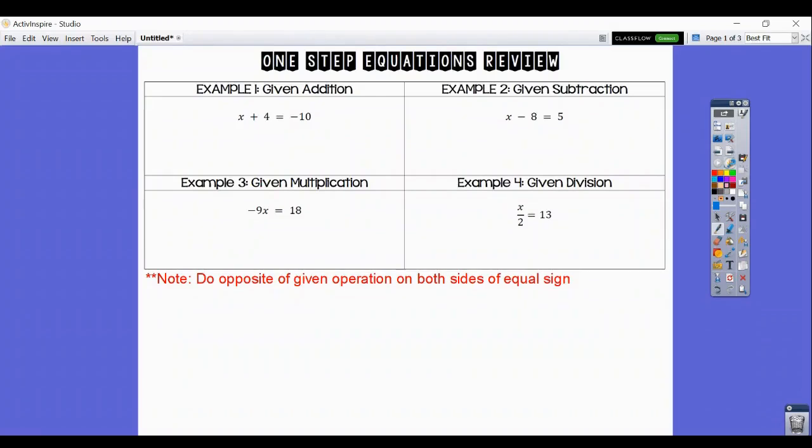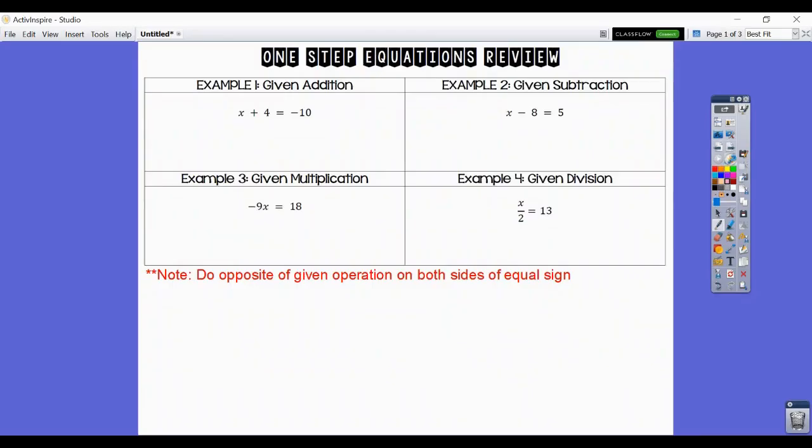In today's lesson, we're going to talk about solving one-step equations and two-step equations. But first, we're going to start with one step here as a review, hopefully from the past. For example 1, we are given addition.